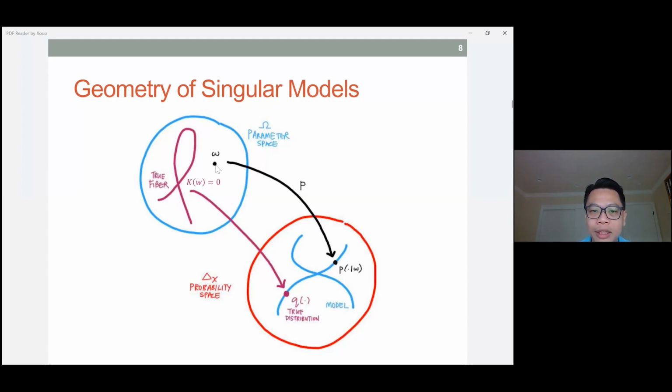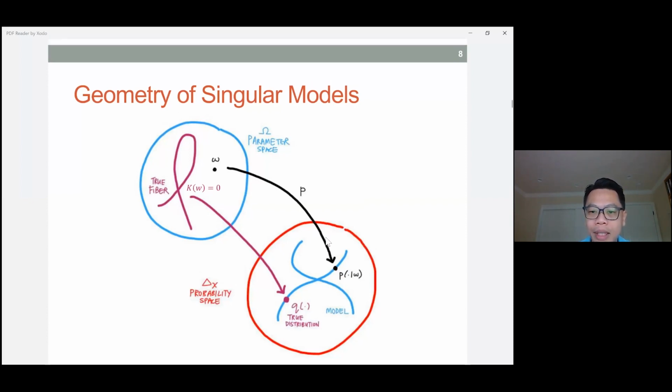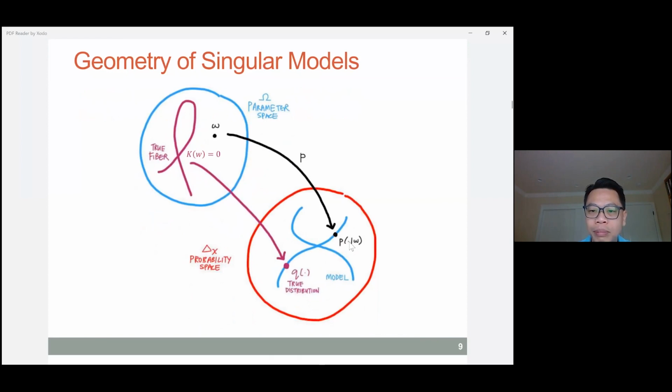And so a parameter W will get mapped by P to a distribution P given W. And the image of this parameter space is going to be some compact connected space in this probability space. And that's going to be the image of the model. That's going to be the model itself. The model is the image of this map.